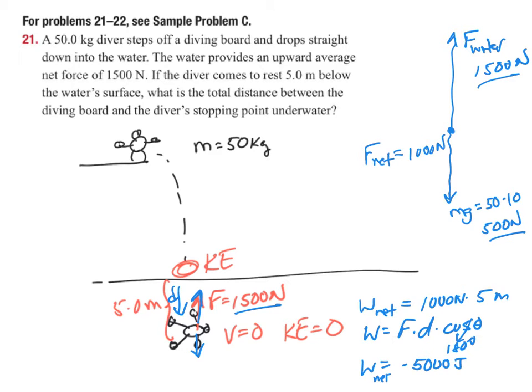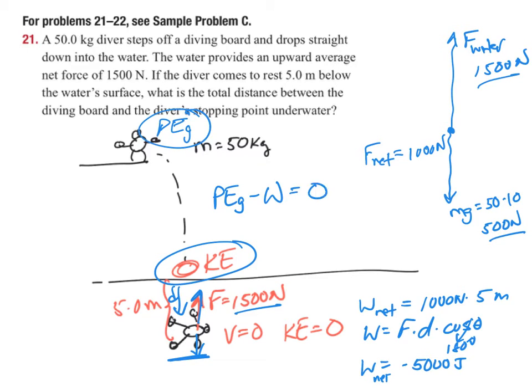Okay, so all of this gravitational potential energy the guy had up here is taken down to 0 by this work done by the water. So I don't have to figure out the kinetic energy as he enters the water. I don't have to worry about that. I can just say whatever gravitational energy he had here has been taken away by the work done by the water. So I can say PEG minus the W equals 0, because I have no energy left at the end. So I have mgh minus that 5,000 joules.